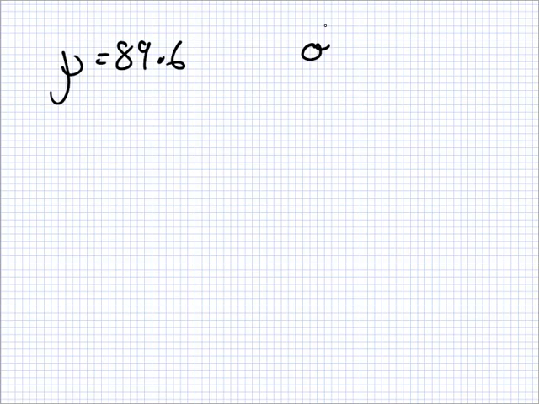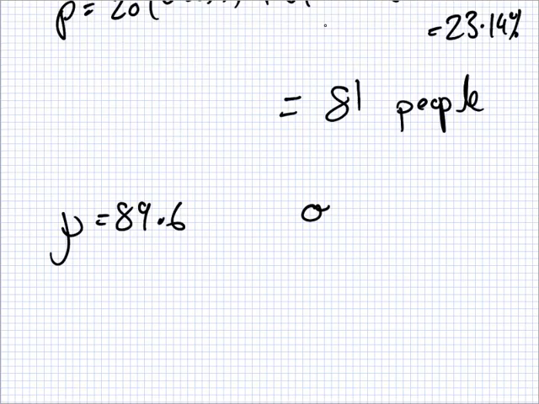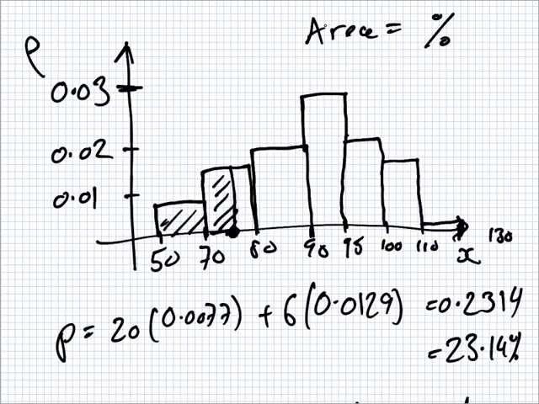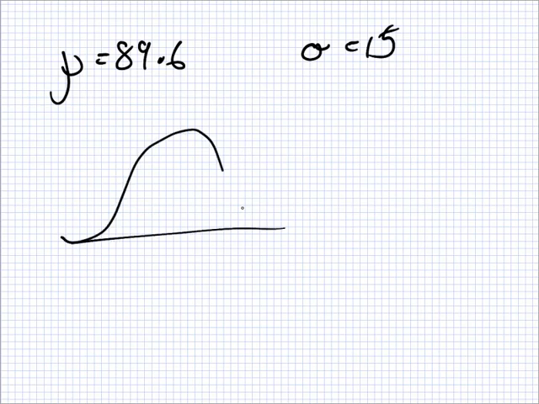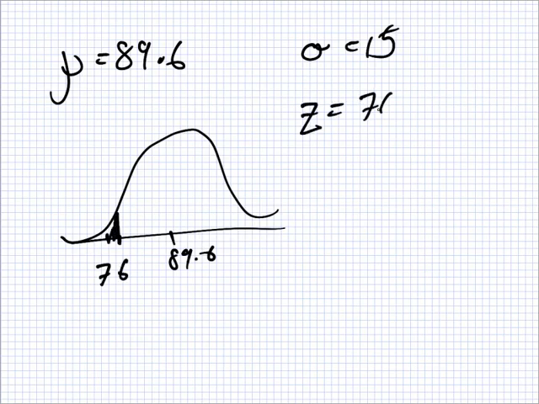The standard deviation, now listen, this is a very, very, very rough approximation, okay? The standard deviation should be about a quarter of the total width. So the smallest person is 50 and the biggest is 110. So that's 60. So a quarter of 60 is 15. Now I said that's rough, okay? So our average is 89.6 and we want 76. So we have to use our Z transform. 76 minus 89.6 divided by 15.